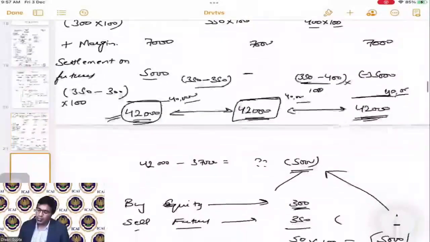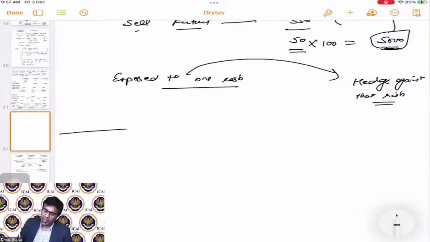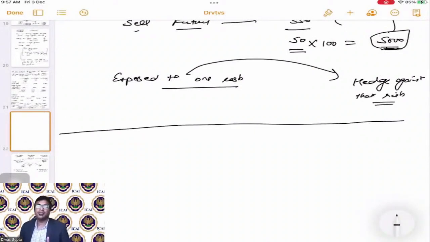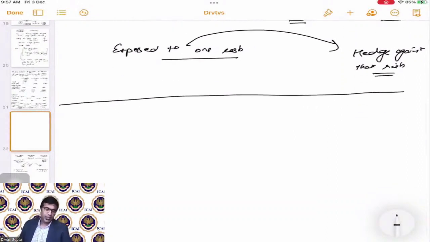Speculation is that I have only one position. Correct. I am speculating the price to go up or to go down, basis that I am playing in the prices. But hedging is I want to protect one of the risks that I'm already exposed to. That is what hedging is. Hedging is protection simply.